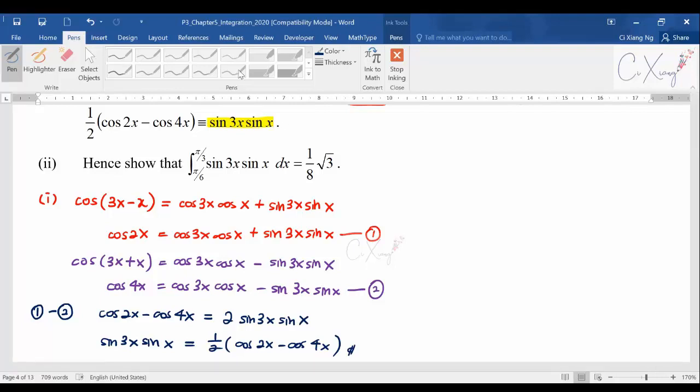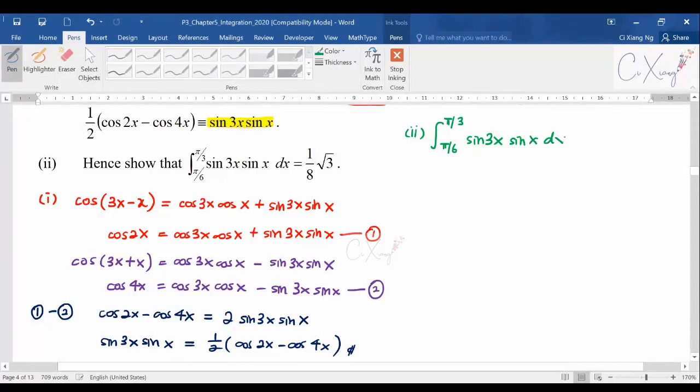After that, for part number 2, they are asking you to integrate sin 3x sin x. We never learned how to integrate sin 3x and sin x together. We only learned how to integrate sin 3x or sin x separately. To integrate this, you have to use the result they wanted you to prove in the first part. So sin 3x sin x equals this one.